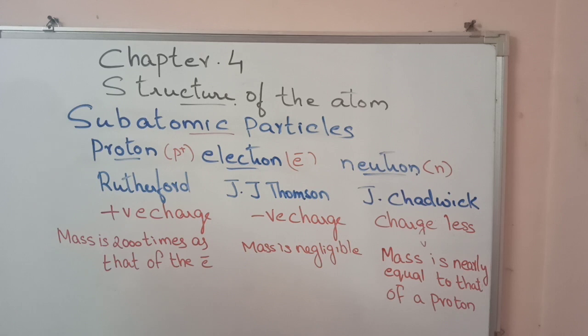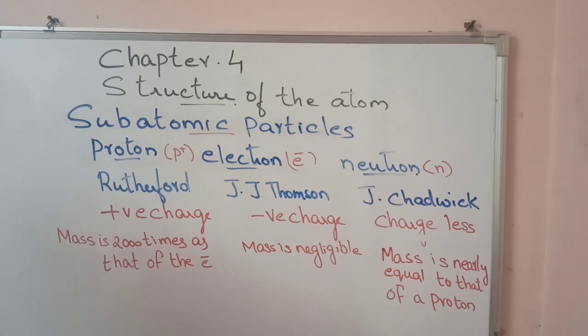It was known by 1900 that the atom was not a simple indivisible particle, but that the atom is divisible. One of the subatomic particles of the atom is the electron. This electron was discovered by J.J. Thomson.